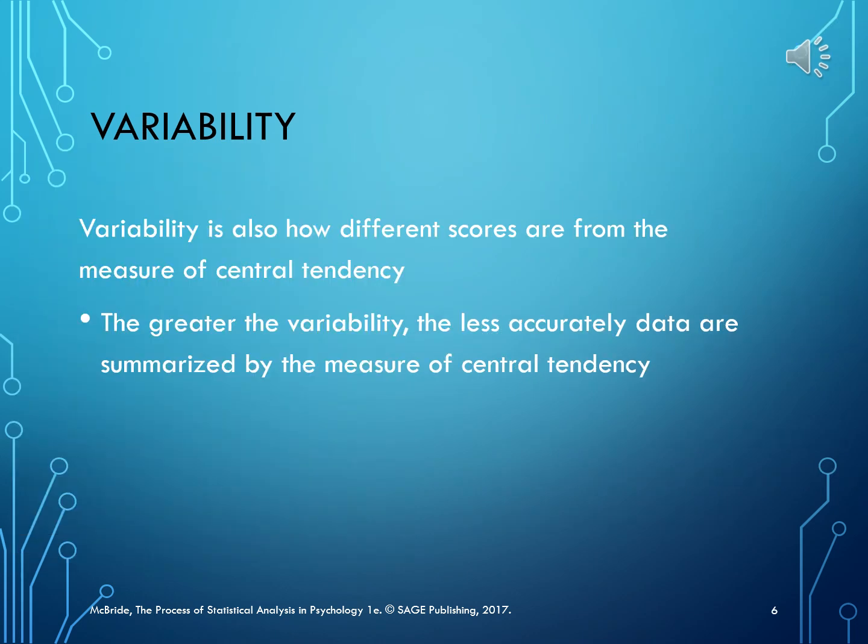So variability refers to how different scores are from each other, and therefore how spread apart they are on a distribution. But also that means that variability refers to how different the scores are from the measure of central tendency, so the mean or the mode or the median, right? Basically, the greater the variability or the greater the spread of scores across a distribution, the less accurate and the less representative of that distribution the measure of central tendency will be. And you'll see what I mean on the next slide.